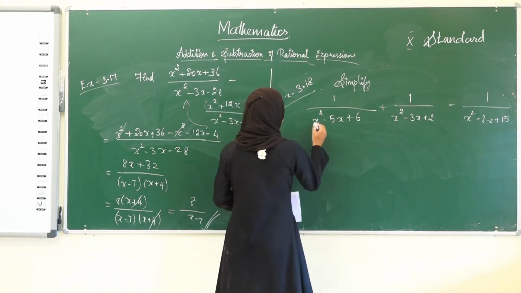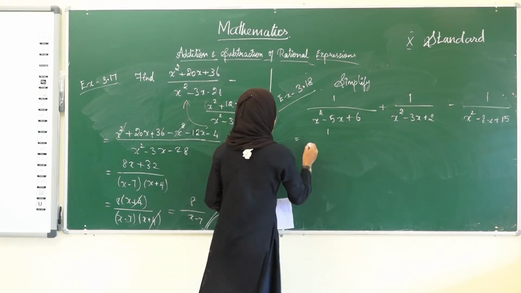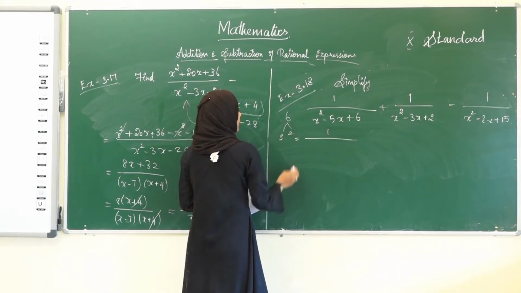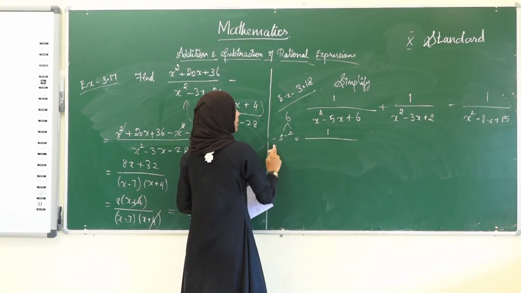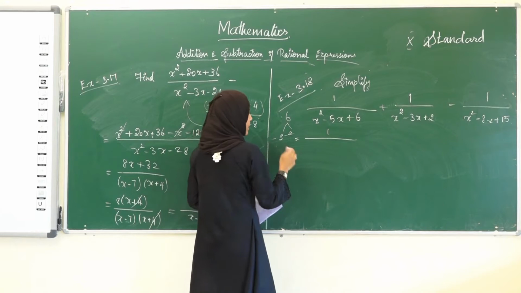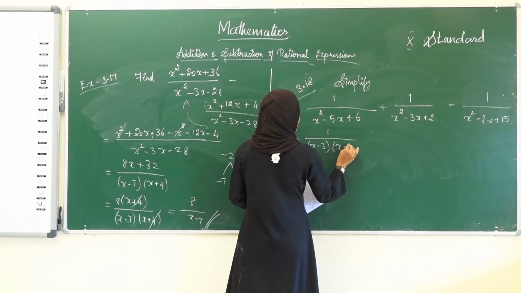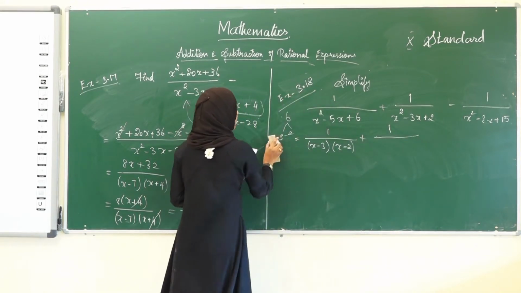Okay. Now we are going to factorize these terms. Then we can find the LCM. See here, on factorizing this, 3 into 2 is 6. We have to get minus 5 while adding. Therefore, minus into minus, we get plus here. This will get minus 5 when we add this. That is, the factors are x minus 3 into x minus 2.